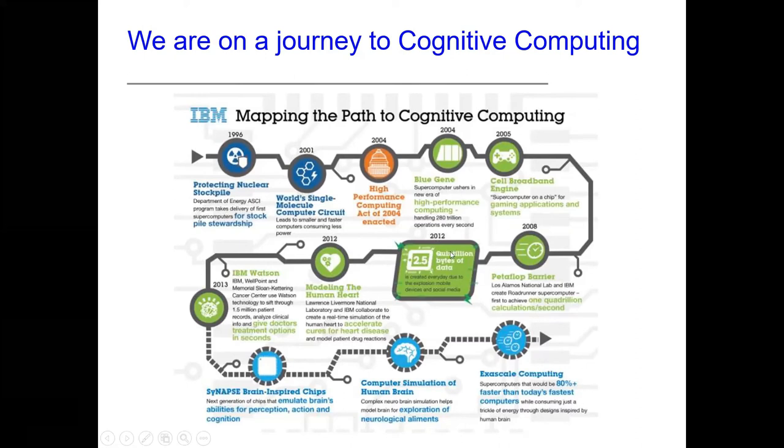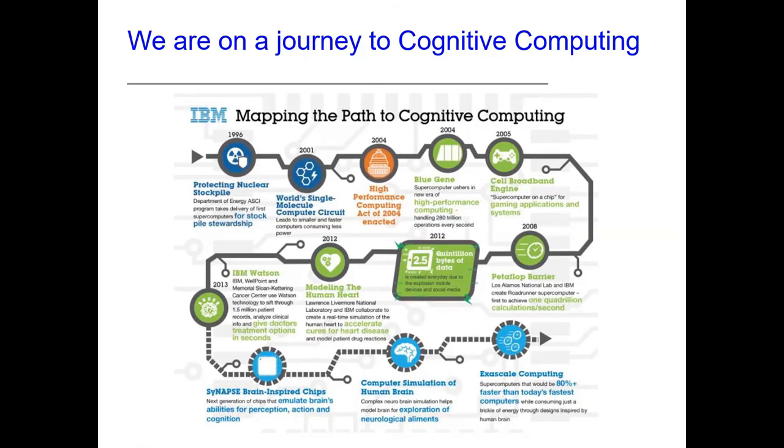In 2012, quintillion bytes of data, a huge amount of data. 2011-12 is the time where the amount of data tripled, quadrupled. So quintillion bytes of data, and how to manage the same. And in 2012, this is the place where cognitive computing actually came. So modeling the human heart, IBM collaborated on a real-time simulation of the human heart to accelerate cures for heart disease.